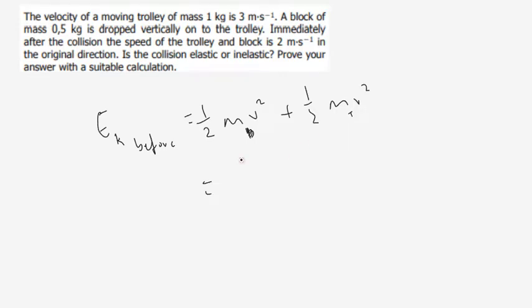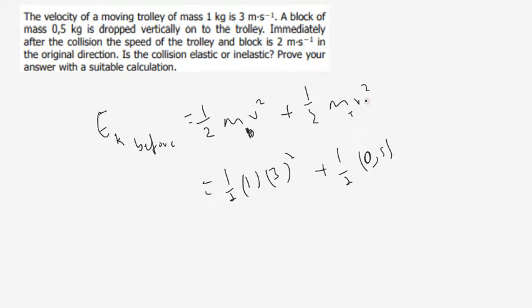Okay, so half, the mass of the trolley is 1. You substitute. The velocity of the trolley is 3, all squared. Then we move to plus the kinetic energy of the block. I'm going to put that half from the formula itself. The mass here is what? The mass of the block is 0.5 kg. I put that in a bracket.